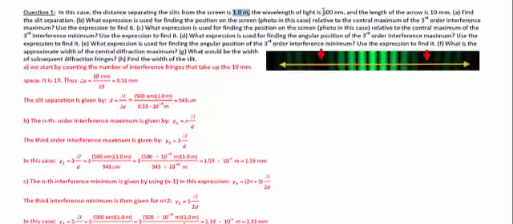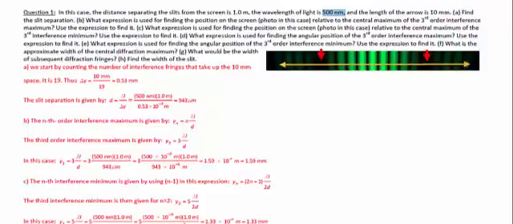We are told that the wavelength of the light is 500 nanometers. And we are told that the length of the arrow in the picture, this yellow arrow here, is 10 millimeters. That's our scale. And the first question is to find the slit separation.